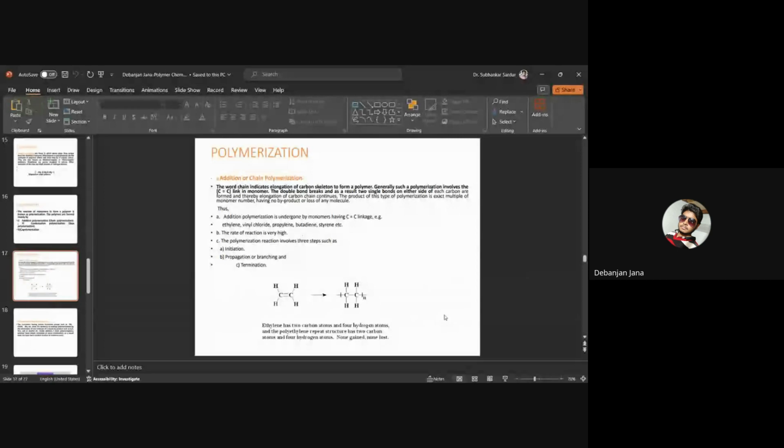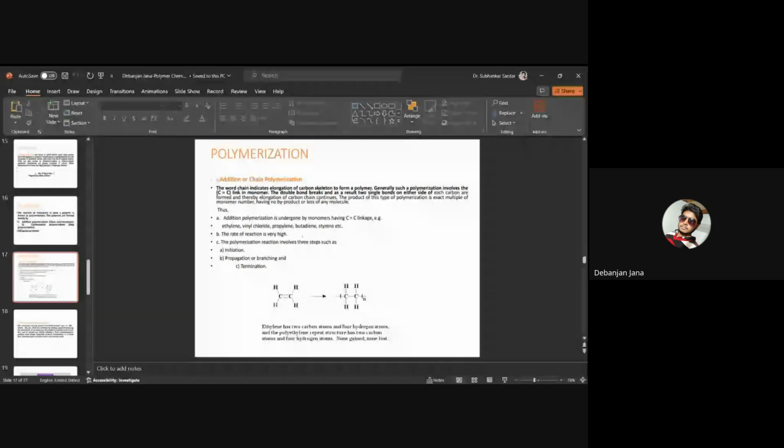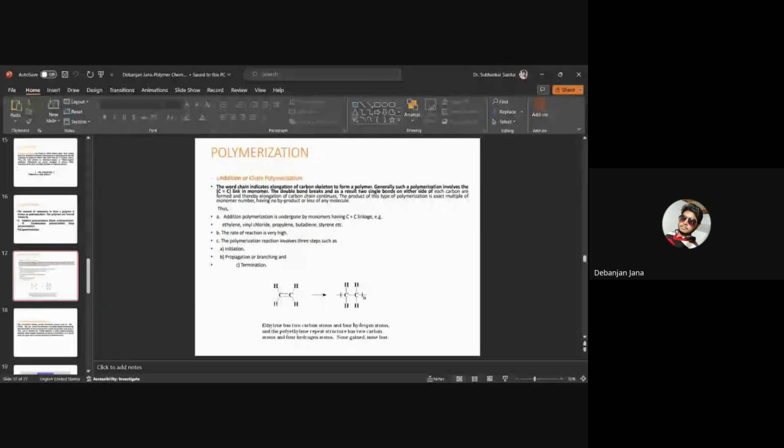The word chain indicates elongation of carbon skeleton to form a polymer. Generally, such a polymerization involves the double bond in the monomer. The double bond breaks, and as a result, two single bonds on either side of each carbon are formed, and thereby elongation of the carbon chain continues. The product of this type of polymerization is an exact multiple of the monomer, having no byproduct or loss of any molecule.